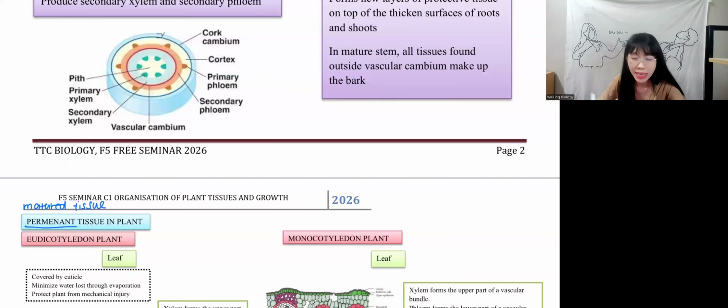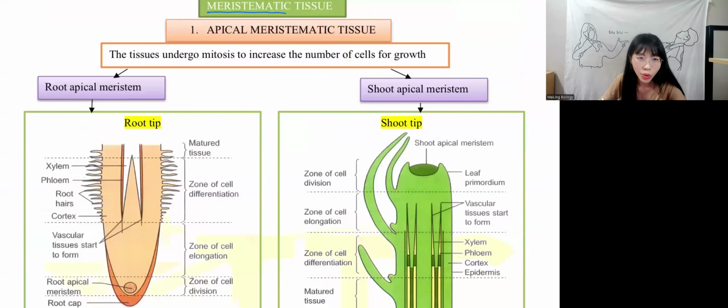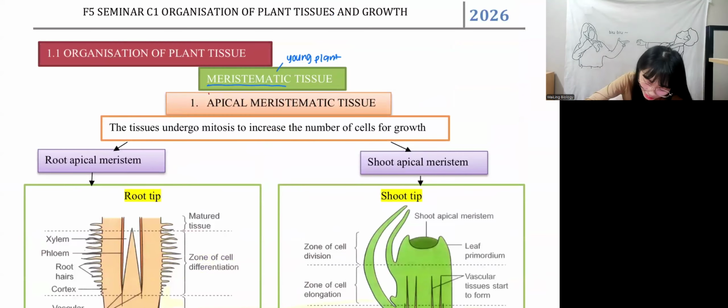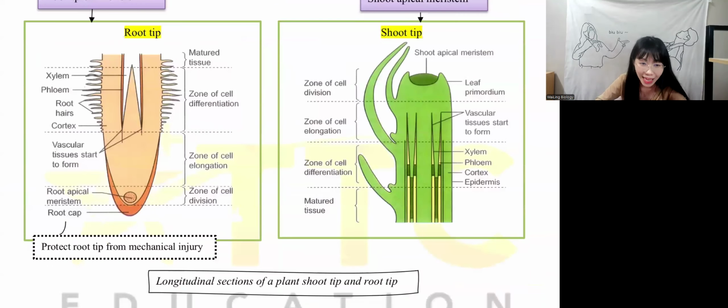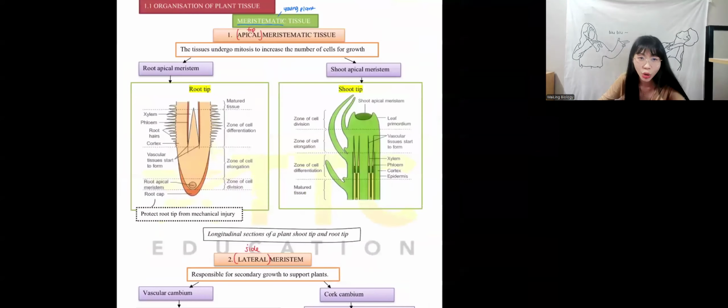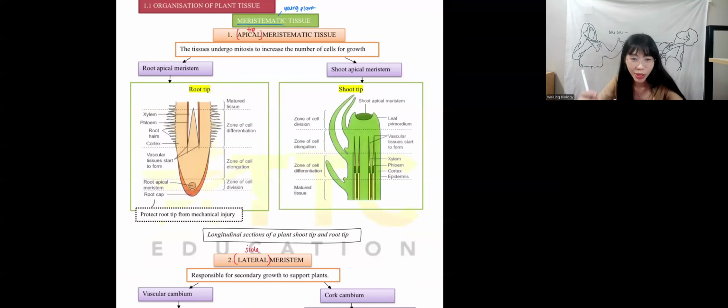We will start with the meristematic cell first. For meristematic cells, we have apical meristem and lateral meristem. Apical means the tip. The tip of the shoot and root, we call this apical. And then we have lateral. Lateral means the side. So we have a tip and a side: apical, lateral.